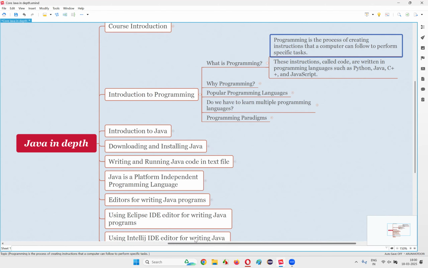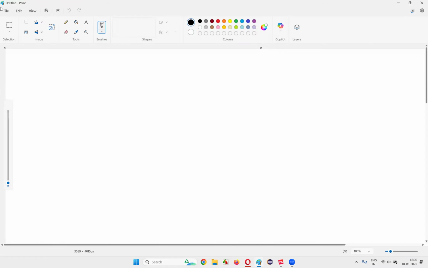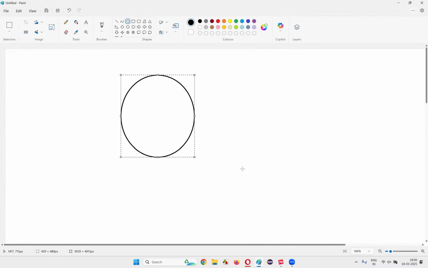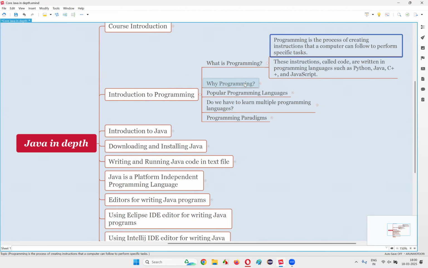Let's say, as a programmer, I have written some code for this paint software. Now if I am doing something, some sort of instructions are being given to the computer to display a circle here. The specific task is a circle. So this is what programming is, guys.